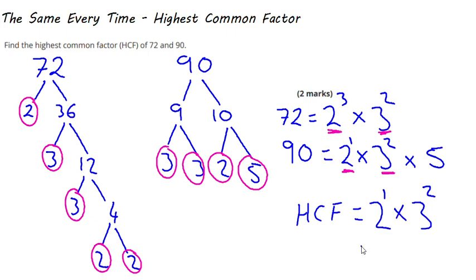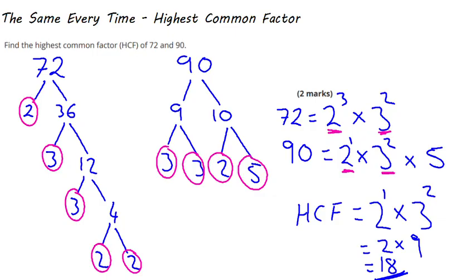I need to multiply those together, so that's going to be 2 multiplied by 3 to the power 2, which is 3 times 3, 9. 2 times 9 gives me my final answer of 18. So the highest common factor, the biggest number that will divide into 72 and 90 is 18. This isn't the only way to do this, of course.